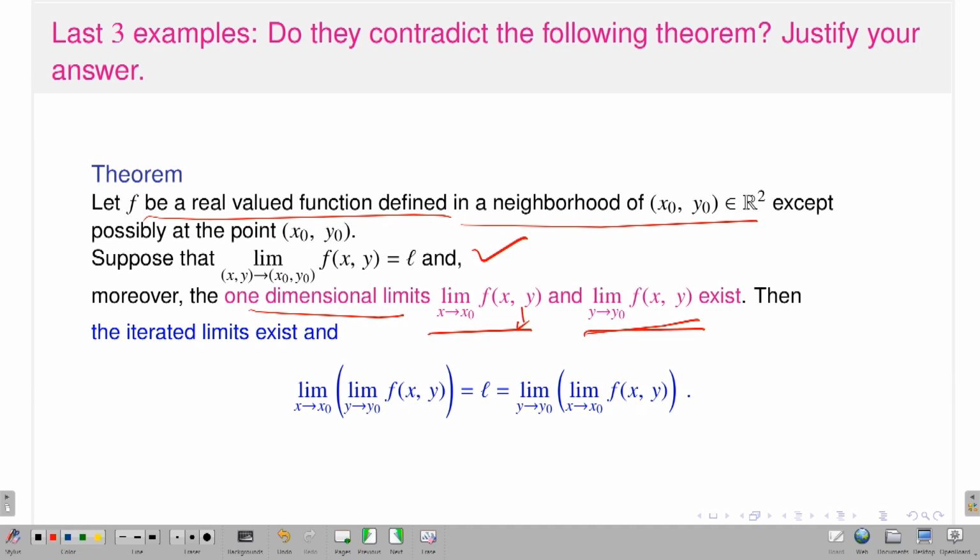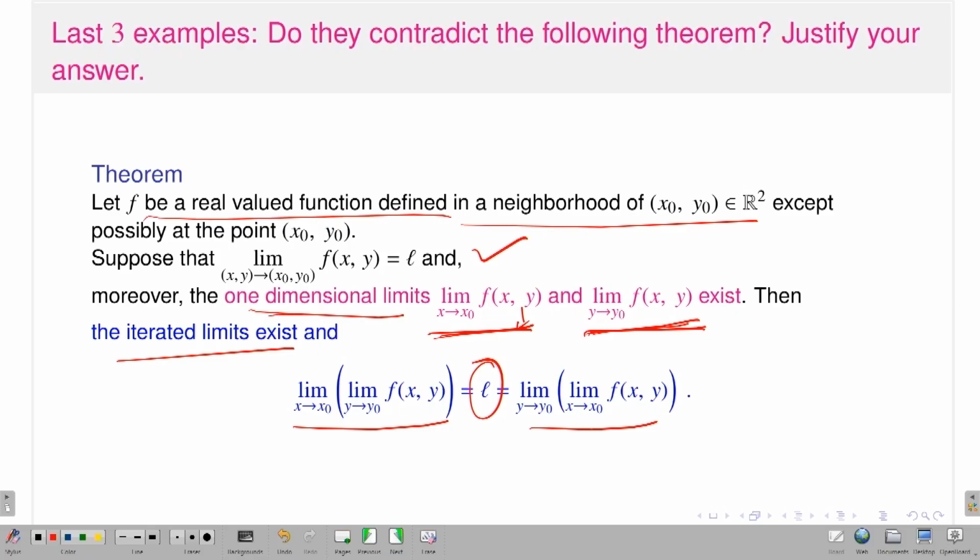So if the double limit exists, and if the one dimensional limits exist, that means if the limit as x approaches x0 of f of xy, keeping y fixed, exists, along with the limit as y approaches y0 of f of xy, keeping x fixed, then the iterated limits exist. Not only that, the value of the iterated limit is exactly equal to the value of the double limit. Okay, so this is the theorem.